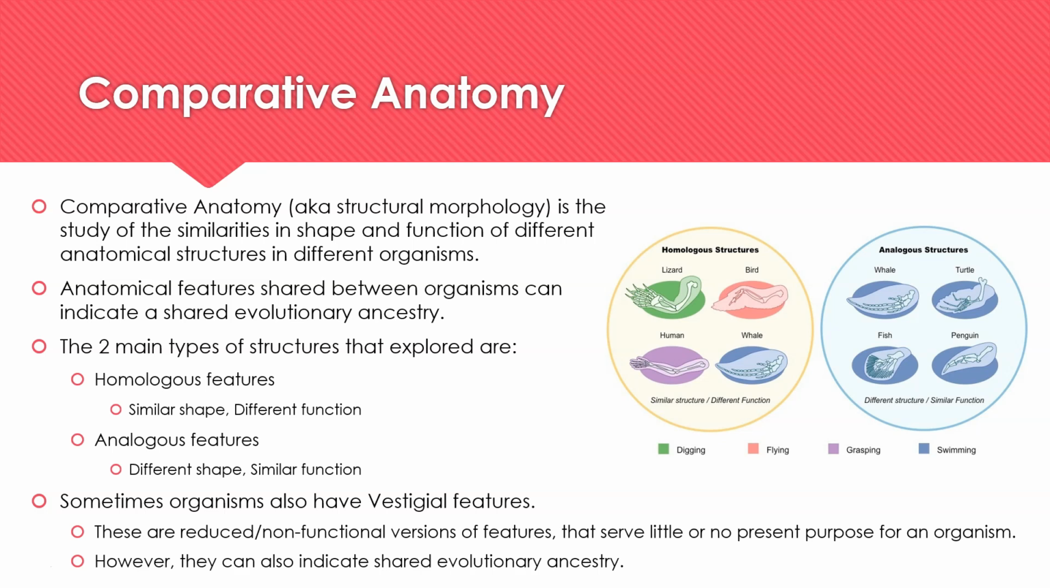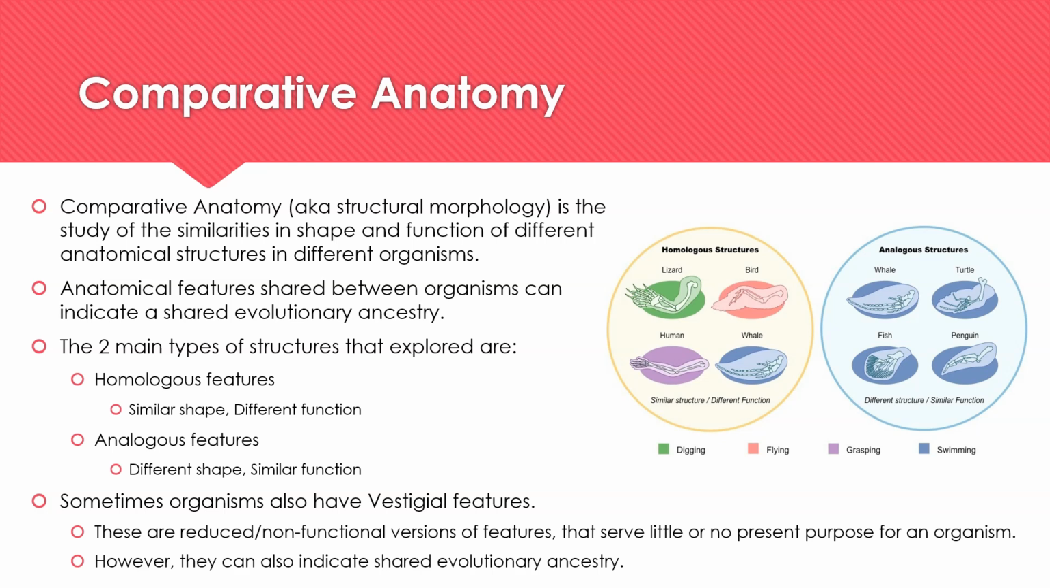And so we're looking at structures across different organisms to see where they share structural features, or where maybe they share no structural features, but rather they share function. And so depending on what's similar and what's different, we can group them into two different categories of structures: homologous features or analogous features. Homologous features are ones where the shape is similar and the structure is similar, but they do different jobs. They have a different function. Analogous is the opposite. They have a different shape, but they do a similar function. So these are our two main categories. And you can see some of those highlighted in the diagram on the right there.